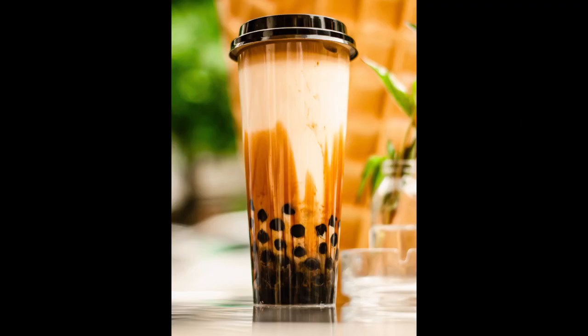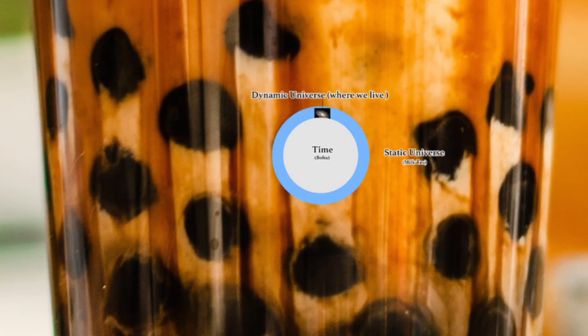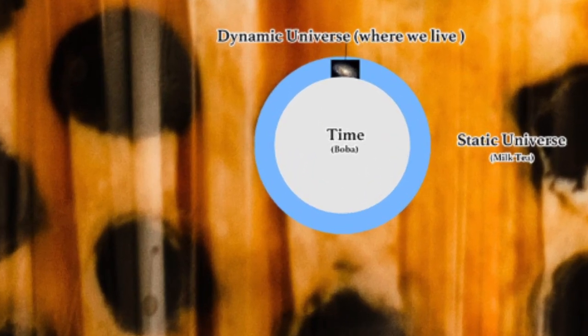The name bubble tea theory, by which it is commonly known, is an analogy where the tapioca pearls represent the time spheres and the tea represents the static universe. According to Lionel, the image of tapioca pearls sinking and swaying in the tea, analogous to the way time spheres behave in the dynamic universe, fits perfectly with our perception of the flow of time.